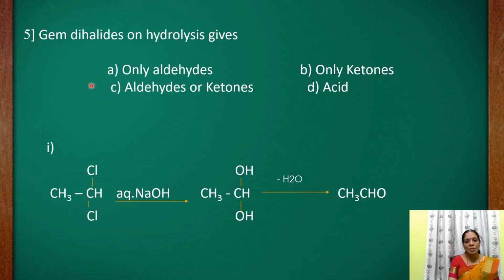Listen here, students. The question is based on gem dihalides, geminal dihalides. We know that gem stands for the halogens attached to the same carbon atom. Just see here, geminal dihalides on hydrolysis. Listen here, students. Hydrolysis doesn't mean the addition of water. Hydrolysis means it is a reaction with aqueous alkali, like sodium hydroxide or potassium hydroxide. Hydrolysis of alkyl halides does not take place with water under normal conditions. Therefore, we have to use what? Alkali solution like sodium hydroxide or potassium hydroxide.